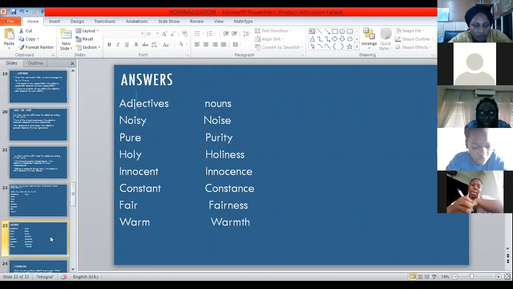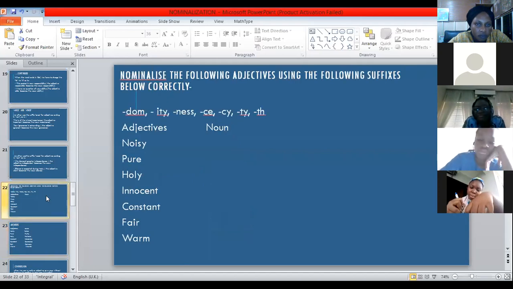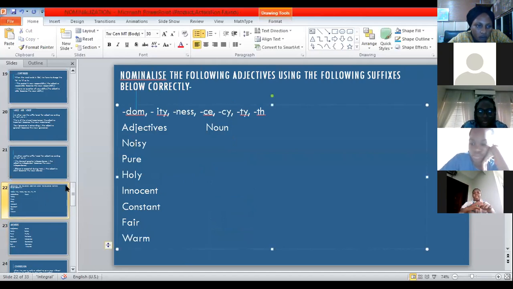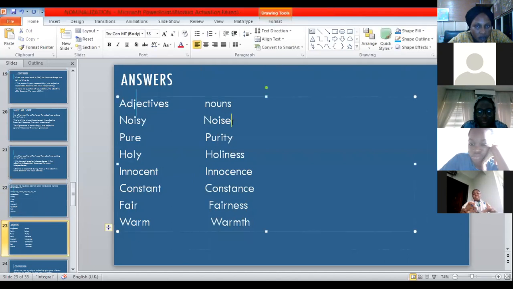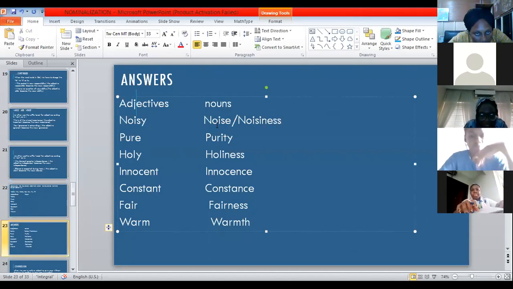Noisy becomes noise. Pure becomes purity. Holy becomes holiness. Innocent becomes innocence. Constant becomes constance. Fair becomes fairness. Warm becomes warmth. We can also put noisiness for noisy. The adjective noisy becomes noise or noisiness.